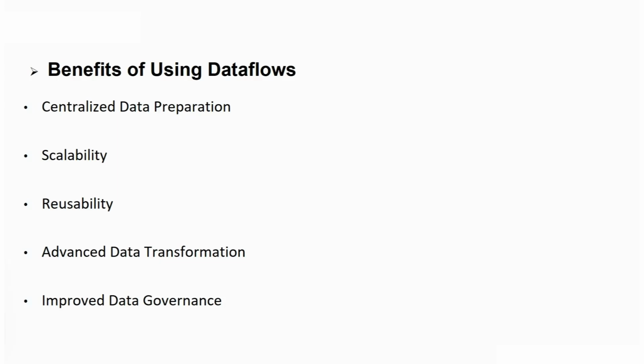The next one is improved data governance. You can track the data lineage to understand the flow of data from source to destination, ensuring data accuracy and integrity. You can also implement data governance policies to manage data access, sharing, and compliance effectively.